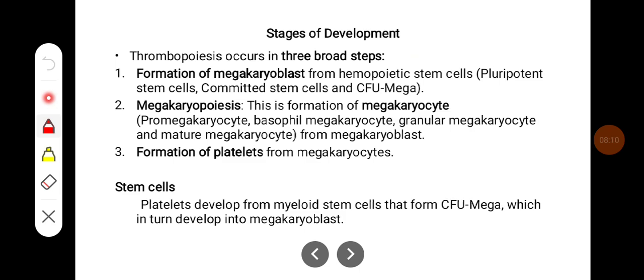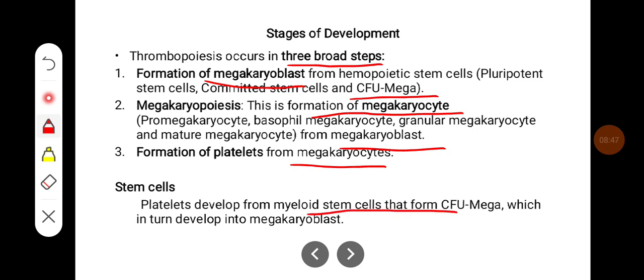Thrombopoiesis can occur in three broad steps, that is formation of the megakaryocyte from hemopoietic stem cell, committed stem cells and CFU mega. Megakaryopoiesis is the formation of a megakaryocyte: promegakaryocyte, basophil megakaryocyte, granular megakaryocyte and mature megakaryocyte from the megakaryoblast. Formation of the platelet from the megakaryocyte is the third step. The platelets develop from myeloid stem cell that form colony forming unit mega, which in turn develop into megakaryoblast.